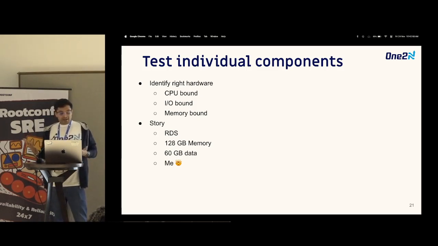In one of the cases, I had to deal with an RDS. Here, the memory of the database was 120 gigs. The data overall was like 60 GB. They could have just loaded everything in memory, and they were still facing issues. So these are the things that come across when you don't actually understand your hardware.